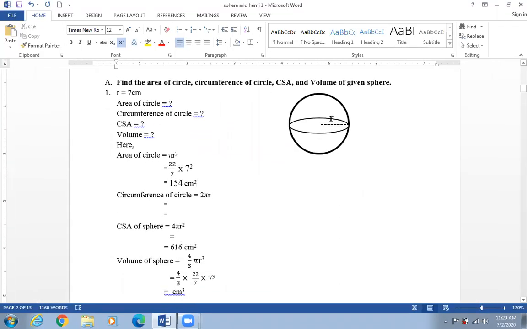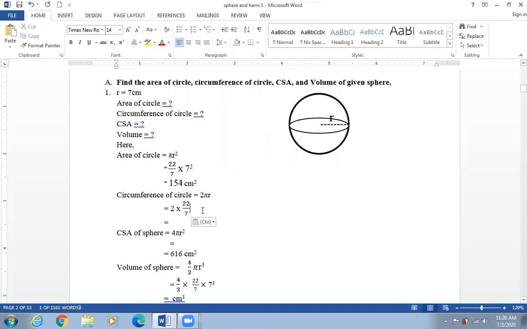Okay, so let us go to the next topic then. Circumference of circle. What is the formula of circumference of circle? 2 pi r. There is no difficulty in all these topics, because you just need to use the formula and you get the answer. So 2 into pi, which is 22 by 7, into radius. What is the value of radius? 7. So 2 means 2, pi means 22 by 7, and radius is 7.